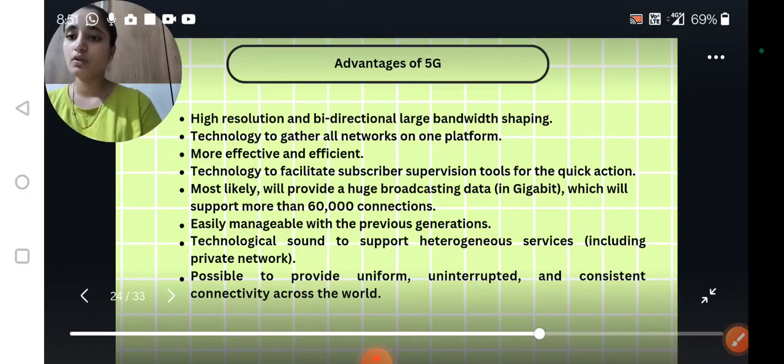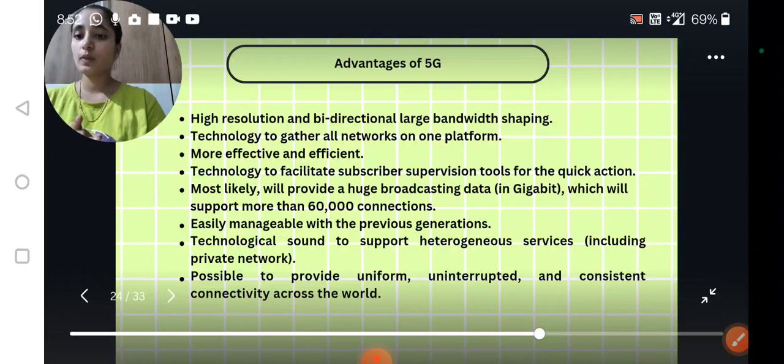Advantages of the 5G: high resolution and bidirectional large bandwidth shaping, technology to gather all networks on one platform, more effective and efficient, technology to facilitate subscriber supervision tools for the quick action, most likely will provide a huge broadcasting data in gigabit, which will support more than 60,000 connections, easily manageable with the previous generations, technology to support heterogeneous services including private network, possible to provide uniform uninterrupted and consistent connectivity across the world.